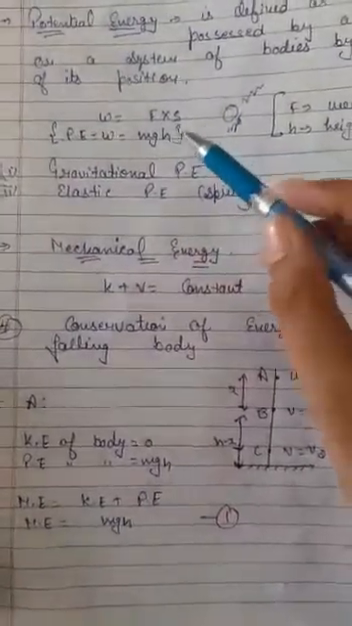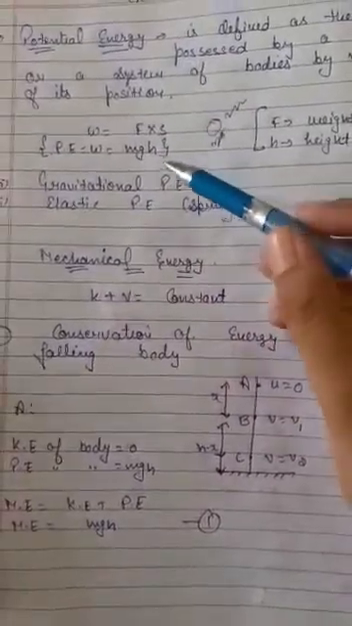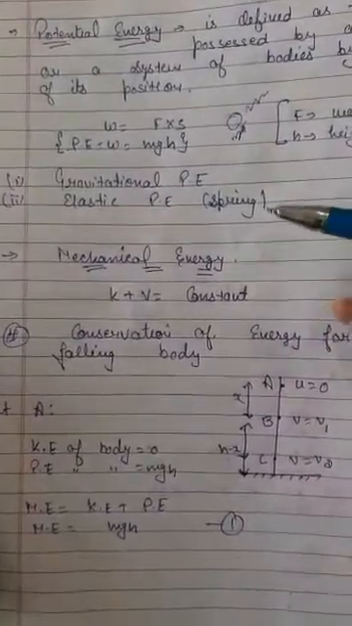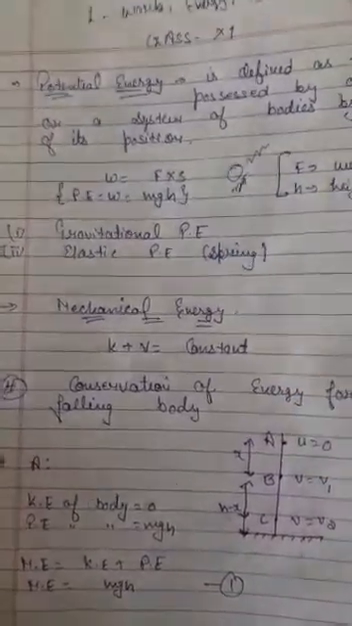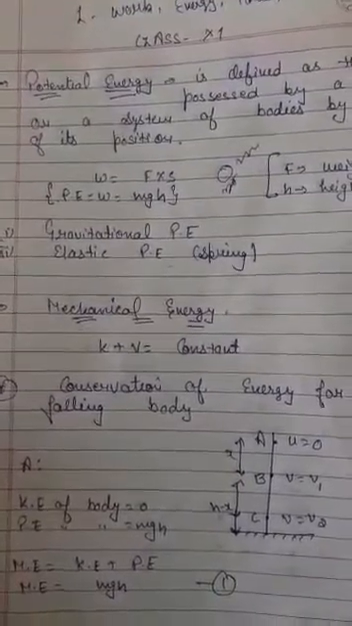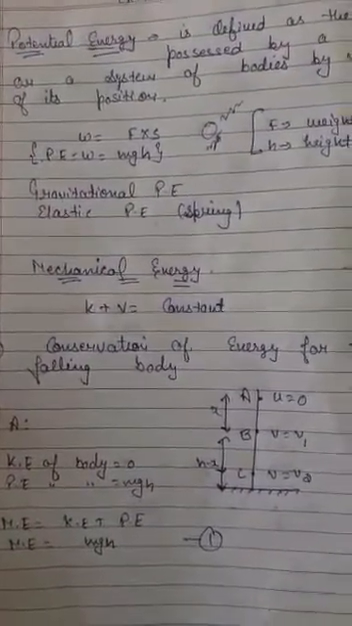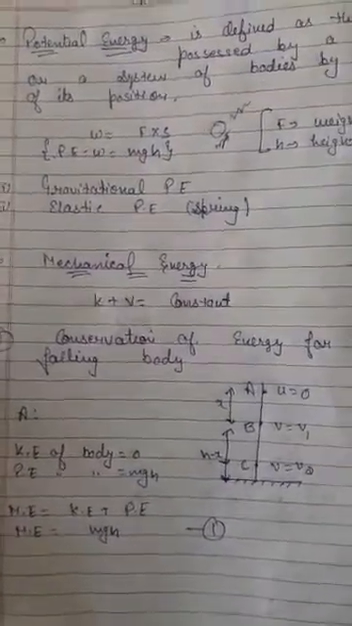Clear this thing? For the kinetic energy we did the expression half mv square, and for the potential energy we are having mgh. Furthermore, we are having two types of potential energy: gravitational potential energy and the elastic potential energy. Gravitational potential energy, due to which two objects are attracted towards each other, is called the gravitational potential energy. Elastic potential energy, I can take the example of spring. When we stretch it or compress it, the stretching or compressing is due to the elastic potential energy in the spring. Clear? These were the examples.